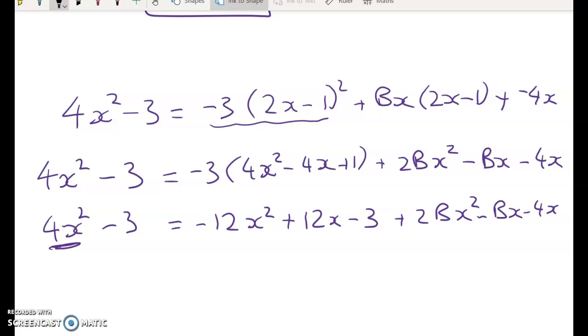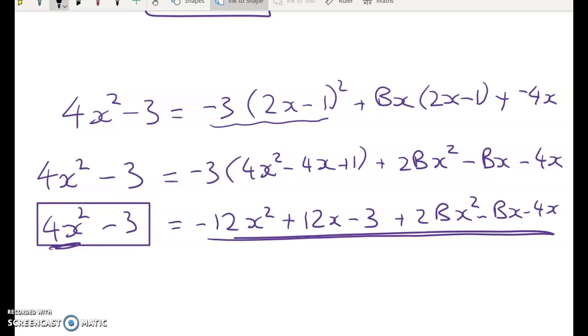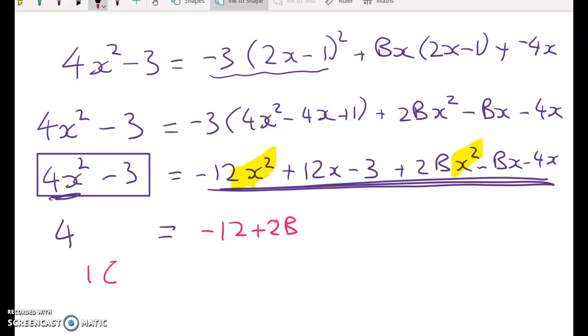Here, what we're going to say next is that this thing has to equal this thing, and it's got to be true for all values of x. So the 4 in the x squared has got to equal the coefficient on the x squared stuff here. Where are my x squared terms? Well, there's one here and there's one here. So we can just write that 4 is equal to negative 12 plus 2B. That's one way to get B. Just don't hang up the video yet, I'll show you a couple more. So 16 equals 2B, and that gives us B equals 8.